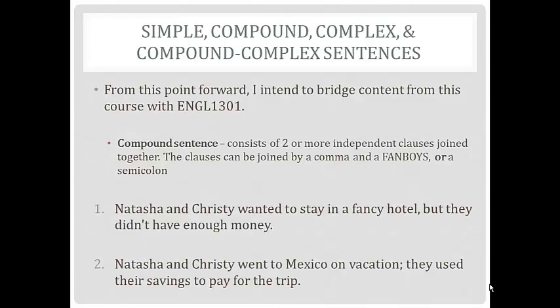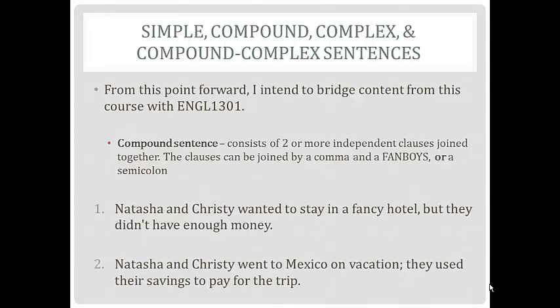The second type is a compound sentence. I usually remember that a compound sentence consists of 2 or more independent clauses, which are joined together. And what's the best way that we, as students, know how to join 2 independent thoughts together? That's using that fanboys word, okay, with a comma in front of it, or you can use a semicolon. So let's look at the examples we have here. Natasha and Christy wanted to stay in a fancy hotel, but they didn't have enough money. So everything before the comma is an independent clause, and everything after the comma is an independent clause, and it was brought together by the fanboys word.